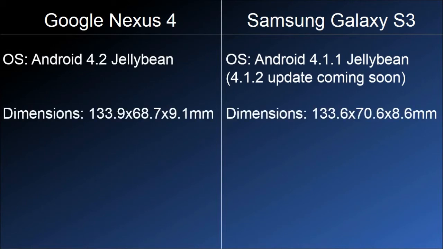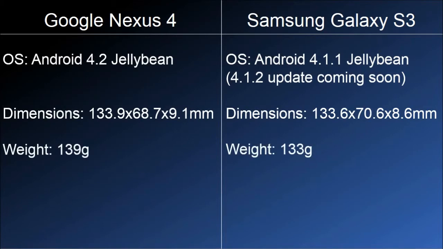The dimensions of both, well, the Nexus 4 is slightly longer and is slightly narrower. However, the S3 is slimmer. So body volume on the S3 is overall less after viewing some calculations. Personally, I don't feel it makes too much of a difference, but if you're fussed, then read those over. The weight on both is pretty similar, however the S3 is just slightly lighter, 6 grams lighter to be precise, at 133 grams compared to the Nexus 4's 139 grams.